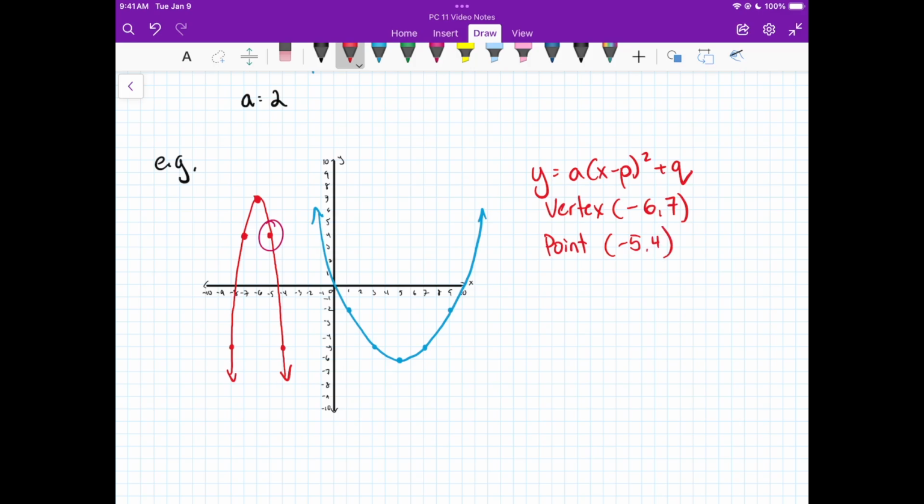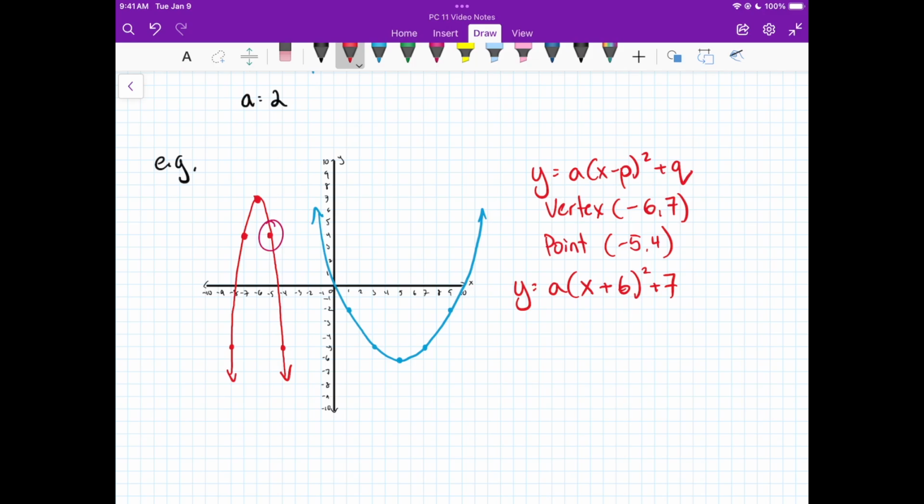So, setting things up. To start, I'm just going to plug my vertex in. So that's y equals a times (x, being careful with the negatives, it's going to be x plus 6). So remember, that's (x minus negative 6) squared, and then plus 7. Really common mistake when doing this, by the way, is to forget to include the square. So make sure you have that, or else everything's going to go wrong.